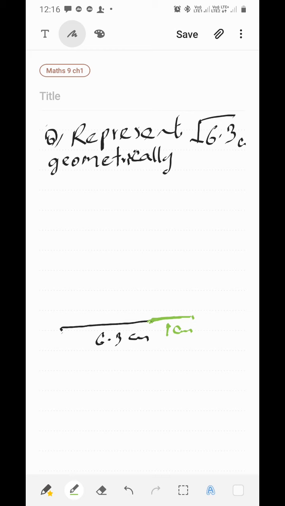Next step. Now you have to find the midpoint of this line segment of length 7.3. Is it possible to find by scale? No, because this is 7.3 centimeter length, so it is not possible to find its midpoint by scale. How to find the midpoint of this? Now we have to take our compass and pencil to find the midpoint. Which method will we use? Yes, the bisector method, perpendicular bisector.